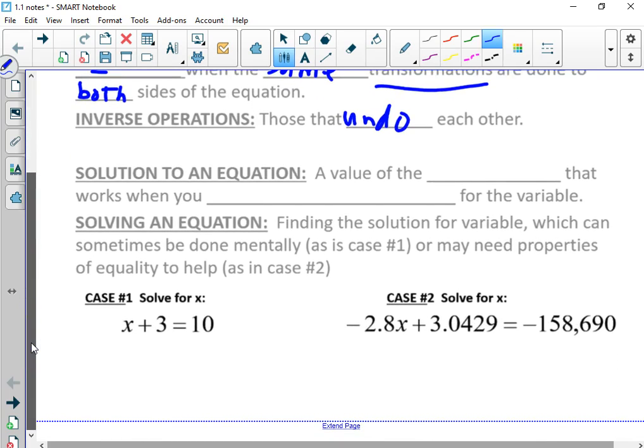Okay, solution to an equation. A value of the variable that works when you plug it in for the variable. Okay? Solve an equation. Find a solution for the variable. That's what you're trying to do. You're trying to find out what is x, what is q, which can sometimes be done mentally, which we're going to see in number 1, and sometimes you need to do it physically. Okay?